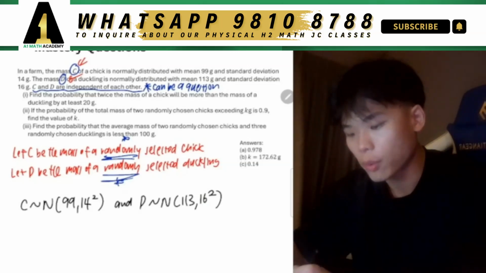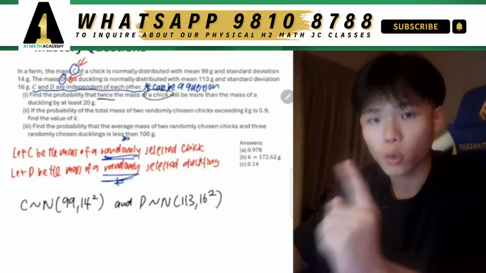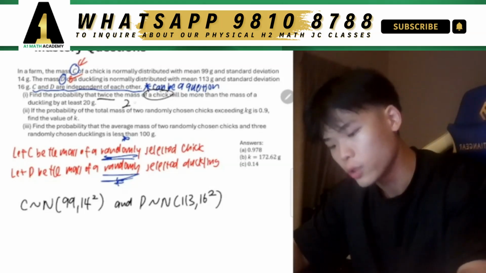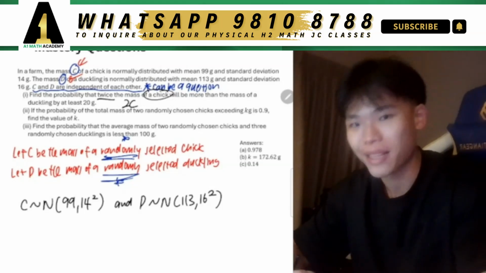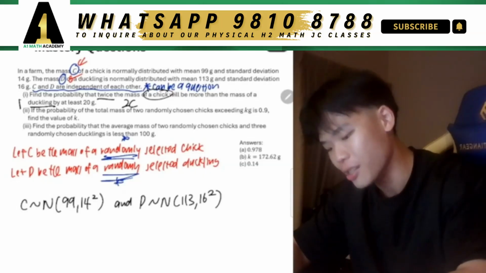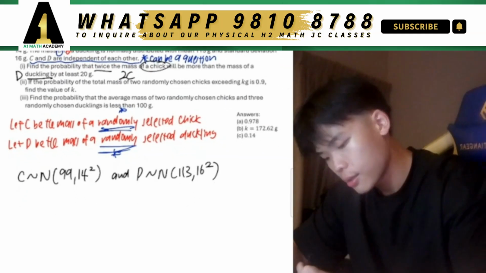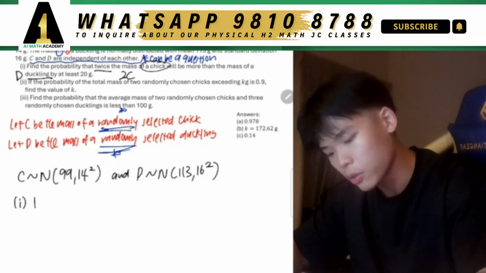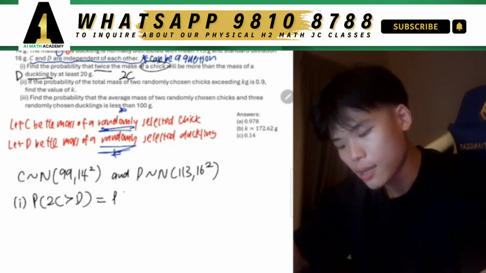So now we want to find the probability that twice the mass of a chick. So that means we have one chick, twice the mass of that chick. So it's 2C, so it's a big chick. And then we have the mass of a duckling, so we have D over here. So the probability that 2C is bigger than D. So for part I, they actually want us to find 2C is bigger than D, right? And of course, we can write this as 2C minus D is bigger than 0.